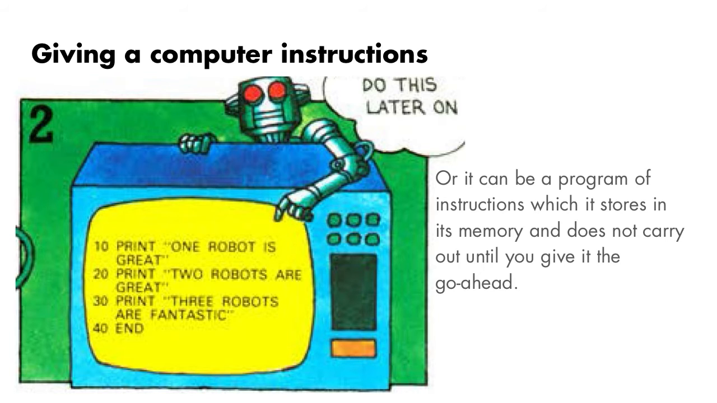In the example to the left here, this is an ancient language called BASIC, and BASIC had numbers that the computer had to follow in that order. The first line says print, 1 robot is great. Then the second line starts with 20 saying two robots are great, and then 3 robots are fantastic. So if you were to run that program, it would display all of those sentences whenever you were ready to see them.